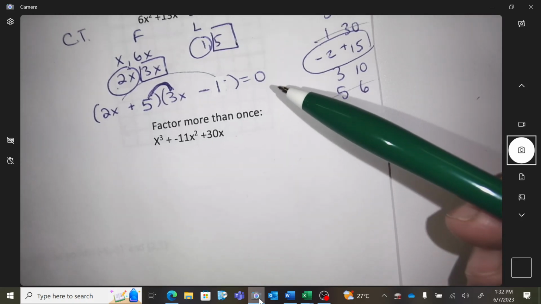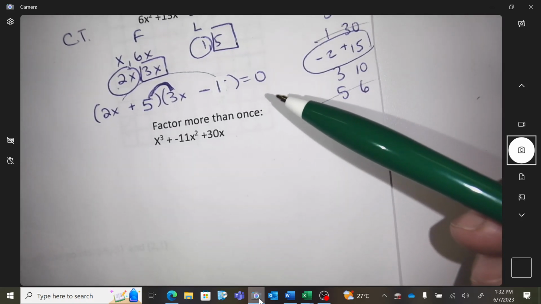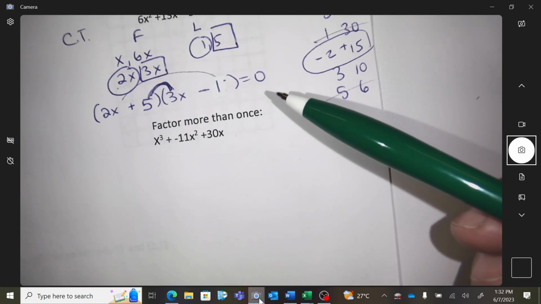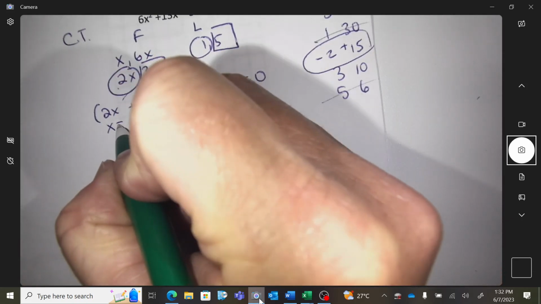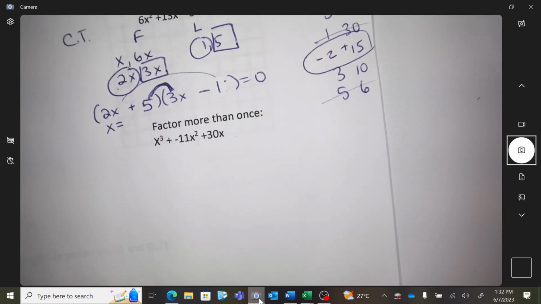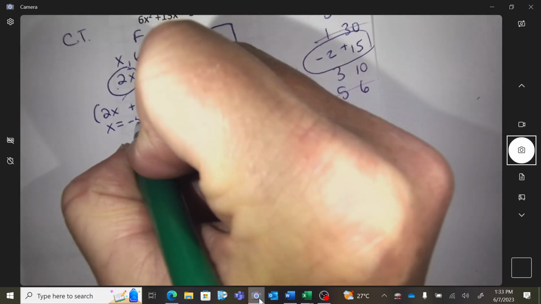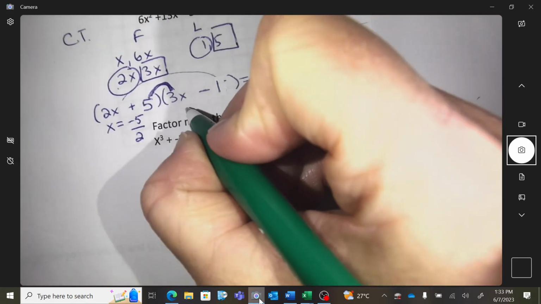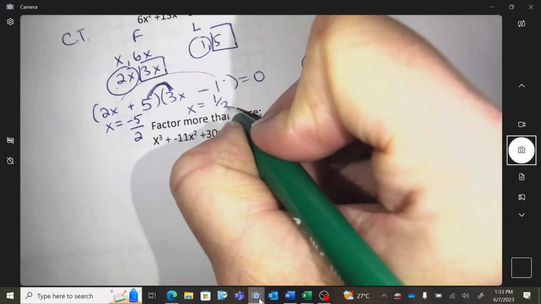This is an equation, so now I still have to make a statement x equals. So x equals, can we shortcut this? Opposite, divide. Opposite, divide.